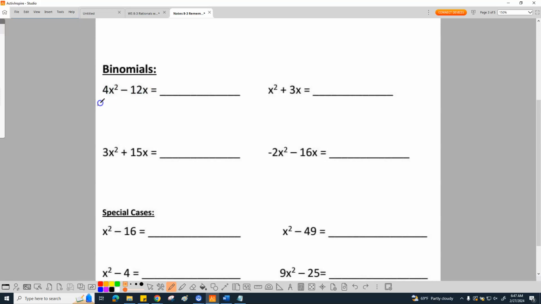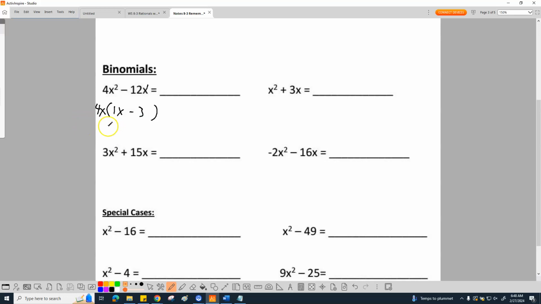So I see the numbers 4 and 12. Right away, I know that 4 and 12 are both divisible by 4. And then I see x squared and x. So technically there's an x to the 1 here. I'm going to take the smallest one, which is just x. So when I have this number here, 4 divided by 4 is 1, and then x squared with x taken out, what I have left over is a 1x. And then when I take out the 4x from here, I have a negative 3 left over.